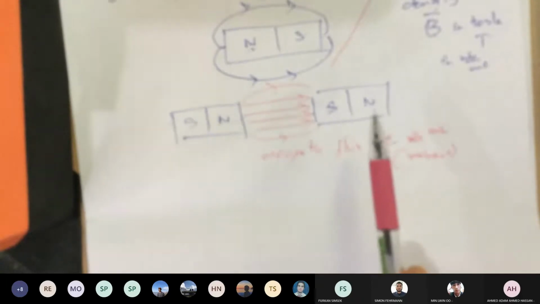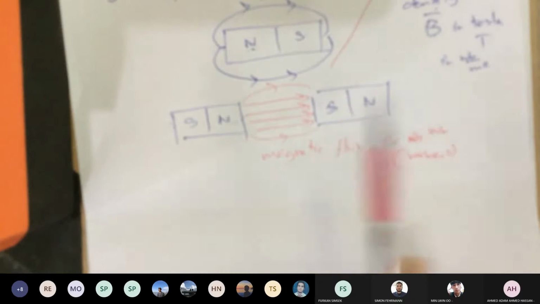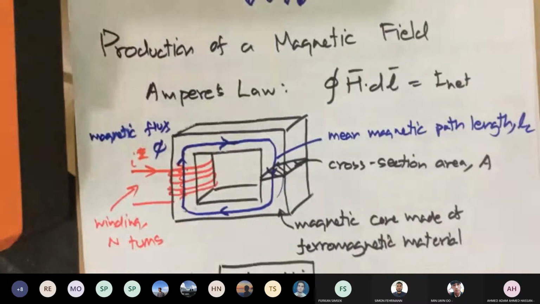Or you can come up with electromagnets. So we need electromagnets to do that. So now let's look at the production of a magnetic field first.